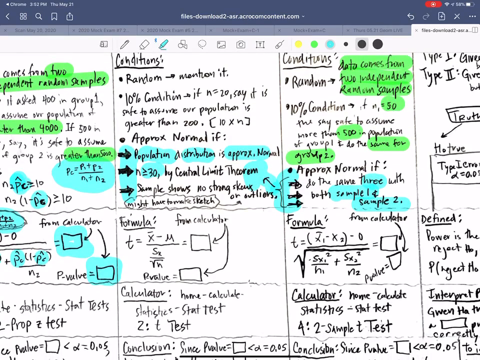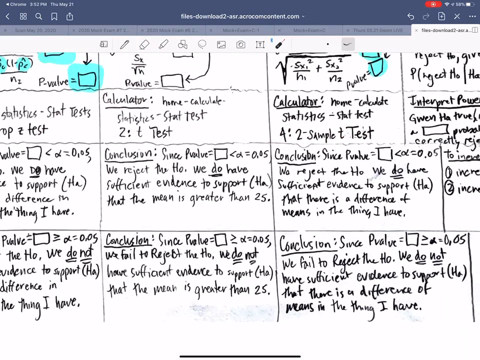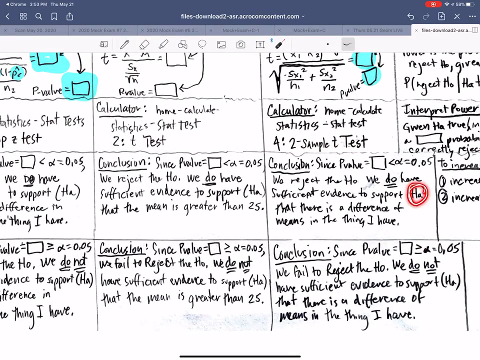Okay, so this is the formula they use and the p-value. And here's the calculator used. It's the 4th button, also known as a 2-sample t-test. Okay, so same evidence, and the only thing that changes is H sub A, that there is a difference in the means. And that's what changes each time, that there is a difference in the means.